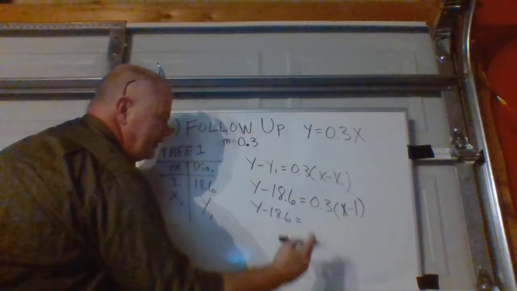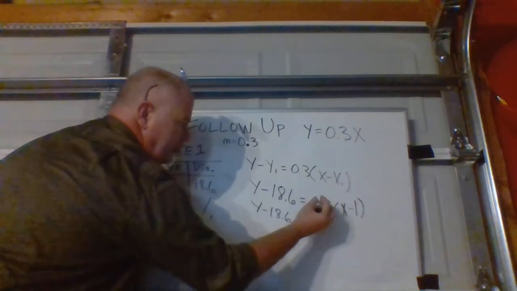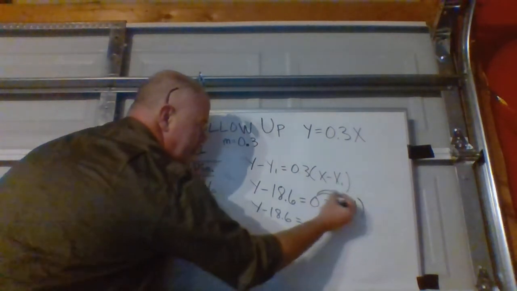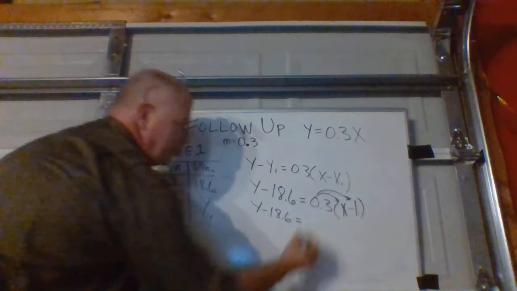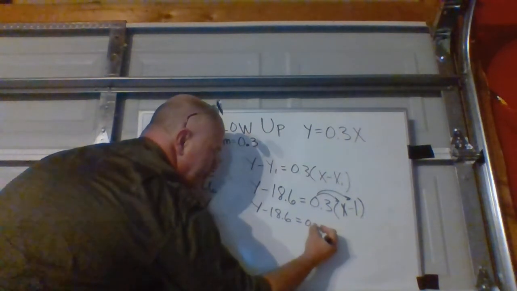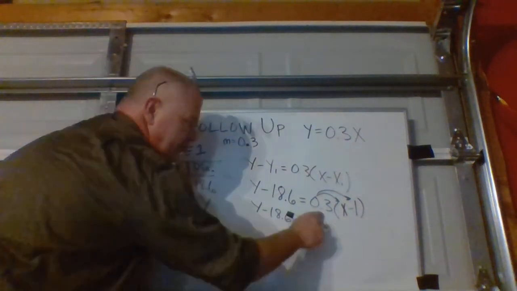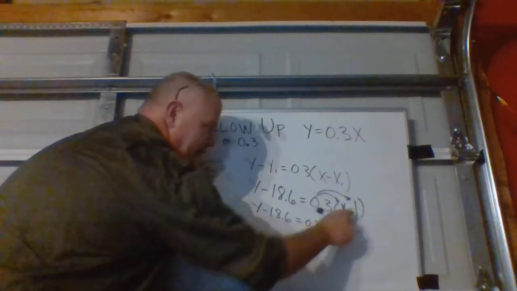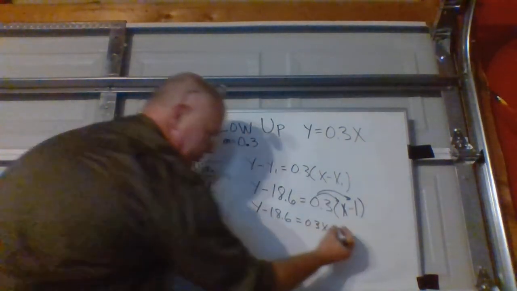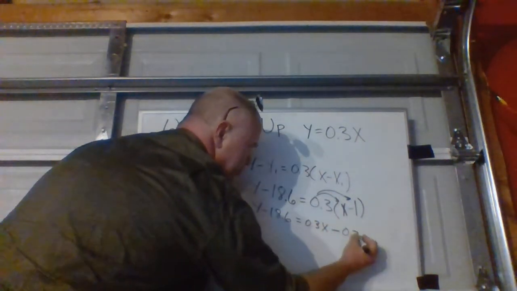Moving forward, we've got y minus 18.6. We need to take this 0.3 and distribute it to each term. So that's exactly what we're going to do. We get 0.3x, which gives us our slope, and we know that. 0.3 times 1 is simply 0.3.